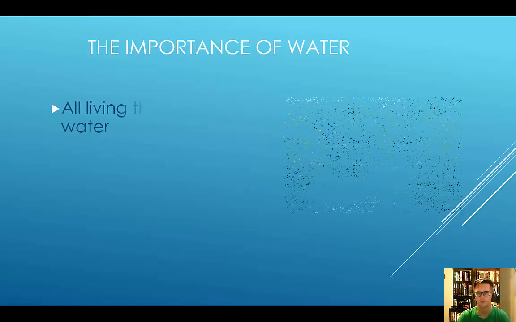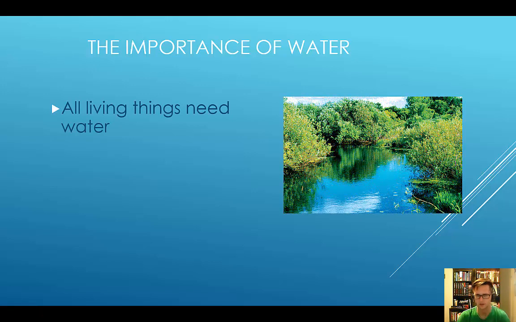So, the importance of water. We all know that all living things need water to live. We as people are made of water. We need to drink water. Animals have water in them. It's an important thing. It also helps control our climate. As water gets polluted and as water becomes less available, climate changes, weather changes. These are all important things.